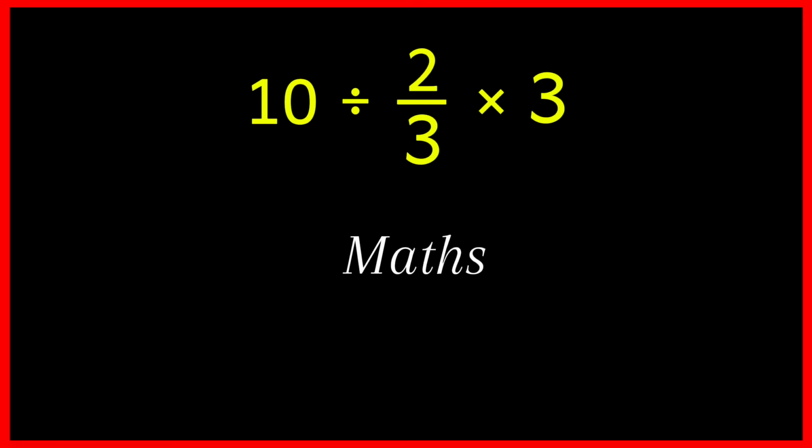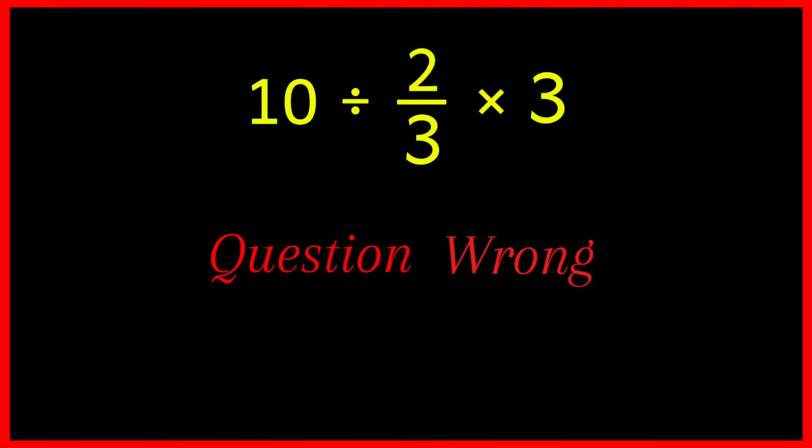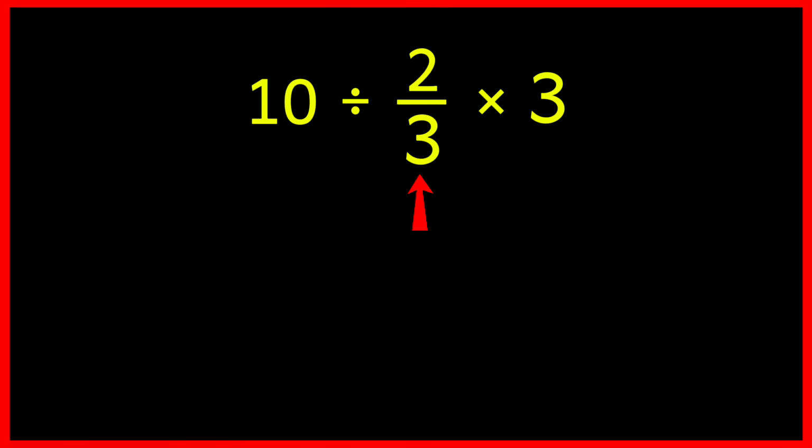Most people get this math question wrong, even though it looks way easier than it actually is. And the problem is simple. 10 divided by 2 over 3 times 3. Just a short string of operations. No brackets, no exponents, just the numbers 10, 2, and 3. Sounds easy, right? But this is exactly where so many people mess up.